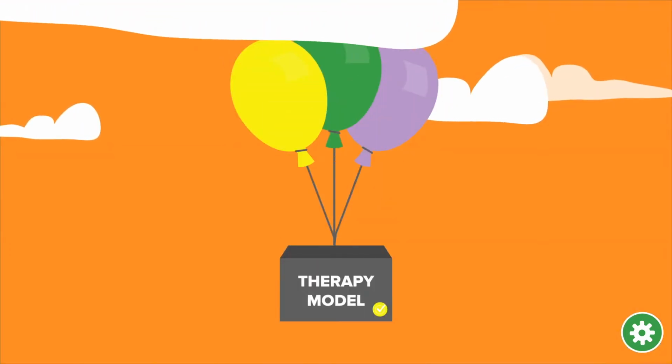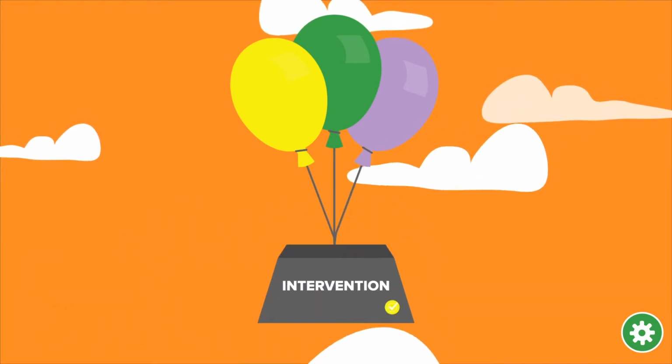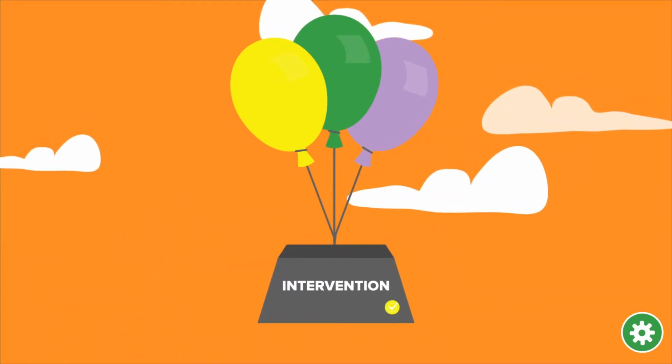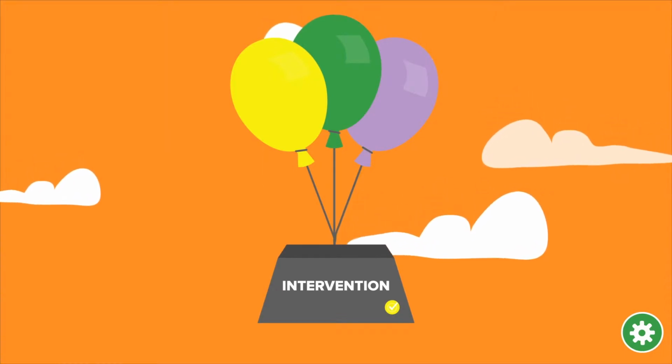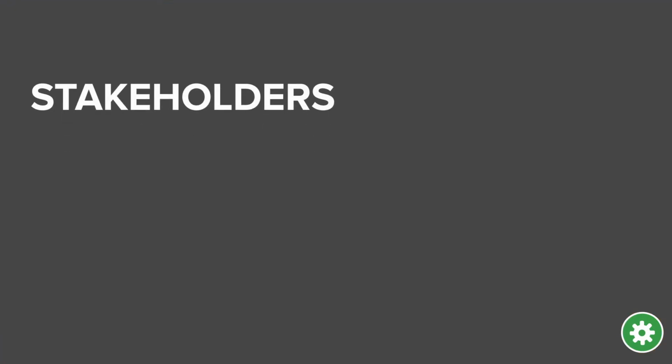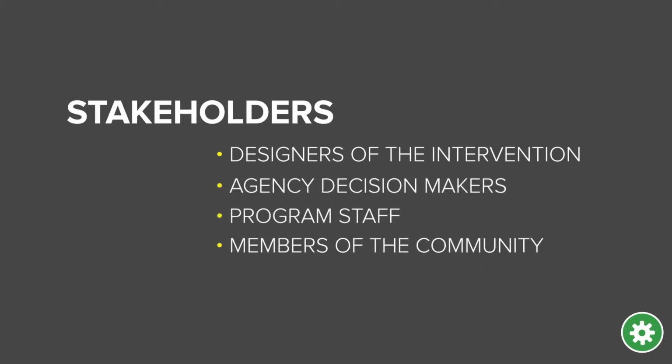The trick to replicating and spreading an evidence-supported intervention is that sometimes it also needs to be adapted or modified to fit a particular context or population. This process can be complicated. It certainly can, and making those decisions often requires the involvement of many different stakeholders, including the designers of the intervention, agency decision makers, and program staff and members of the community.